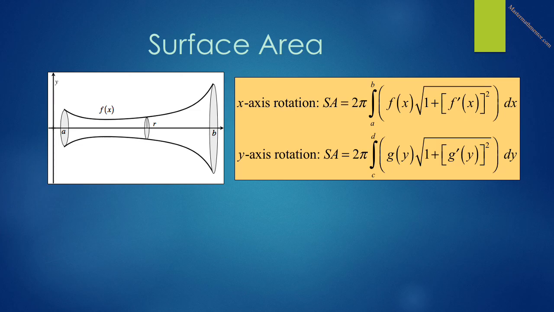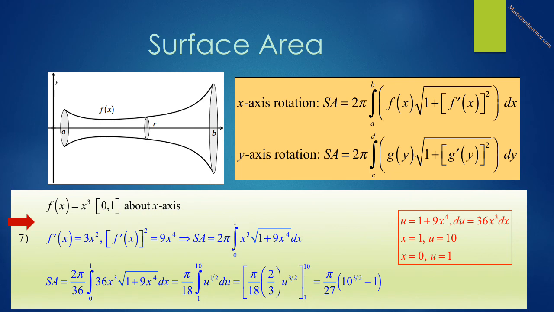If we are rotating g of y about the y-axis from y equals c to y equals d, our surface area is 2 pi integral from c to d of g of y times the square root of 1 plus g prime of y squared dy.